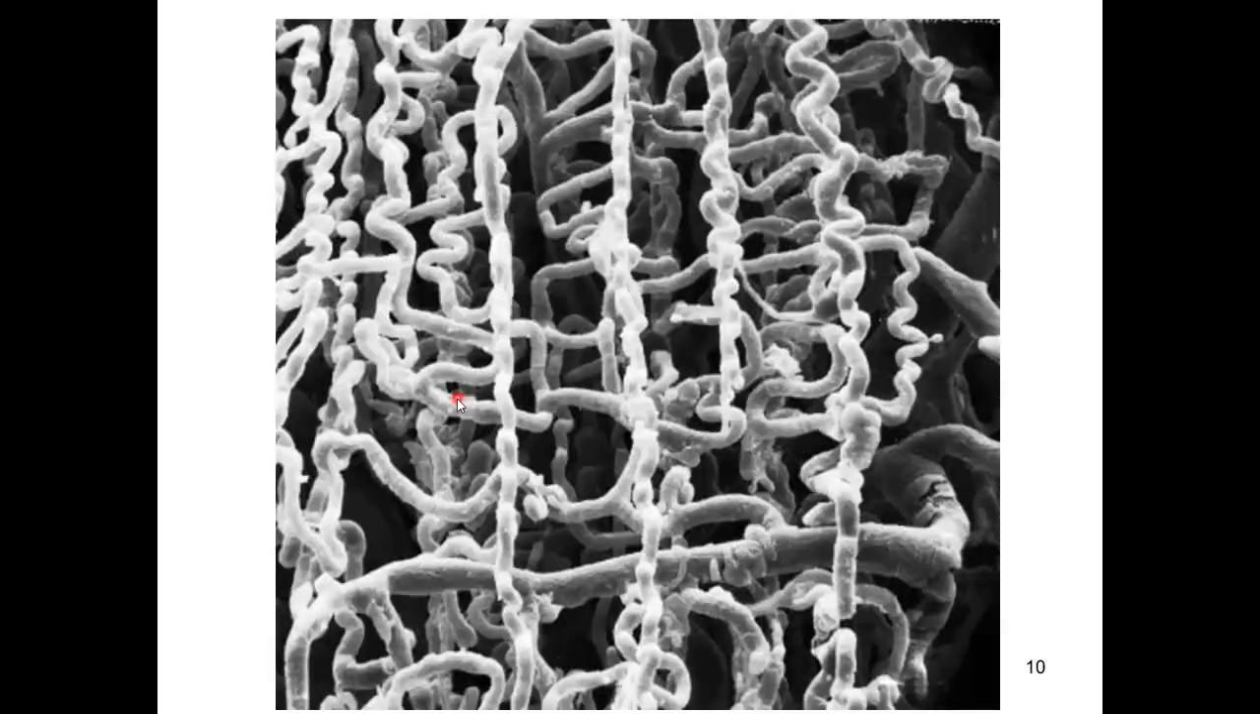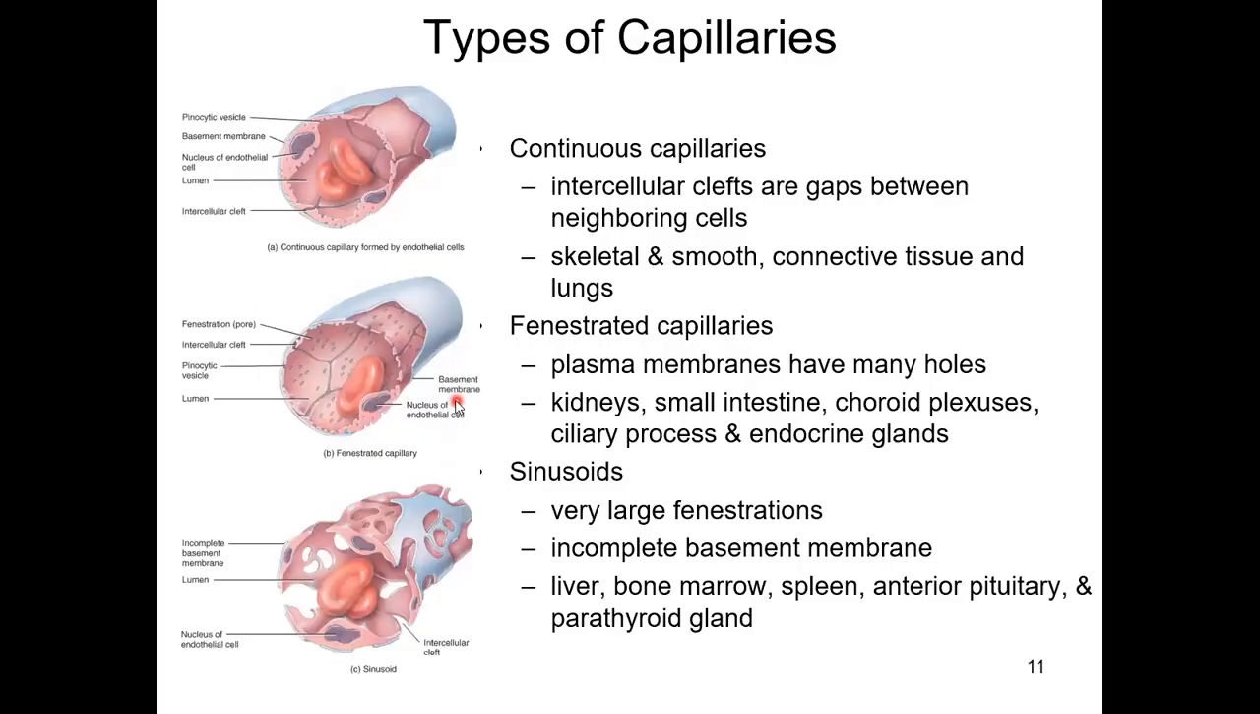Capillary walls, and you'll see this here, are extremely simply constructed: endothelial cells, as you see here, and a basement membrane. That's all you need to make a capillary. And to look at the size of a capillary, here are red blood cells. It's just barely fitting through this capillary. So capillaries are real tiny, the tiniest blood vessels in the body.